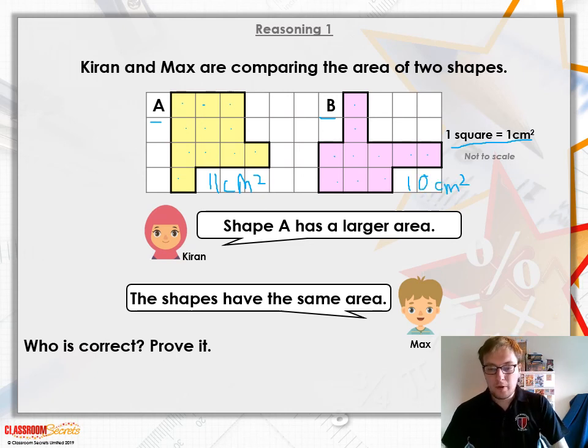So looking at what both people are saying, Max said that the shapes have the same area. That would be incorrect. We know from this that Kiran is the person who got it correct, because shape A has a larger area than shape B. So who is correct? Kiran is correct, because shape A has a larger area by 1 centimeter squared than shape B. Brilliant, fantastic. Hope everything there made sense.